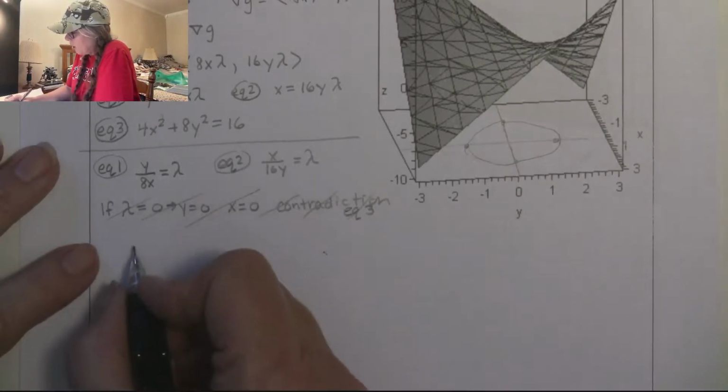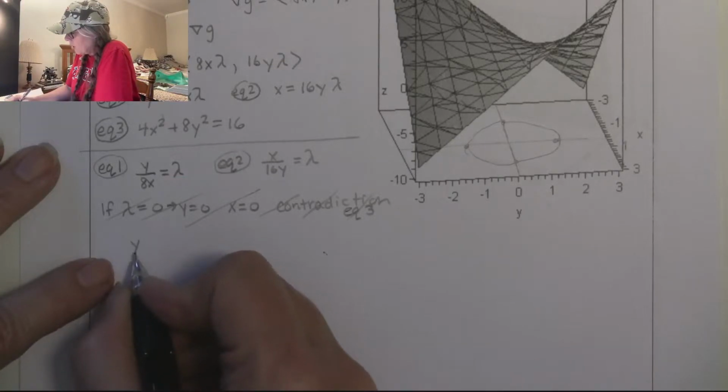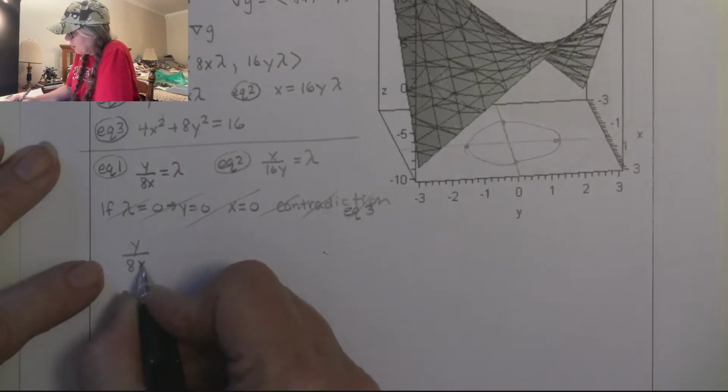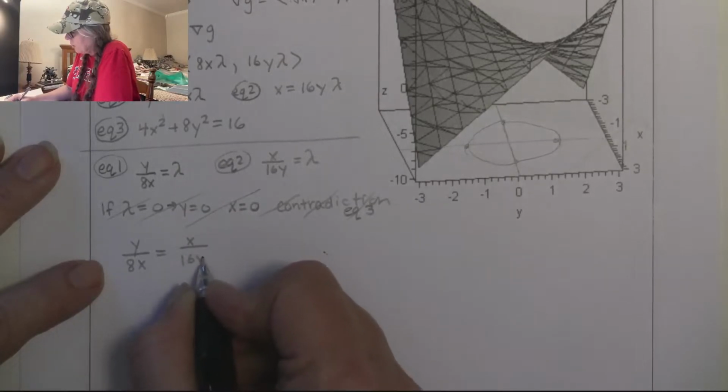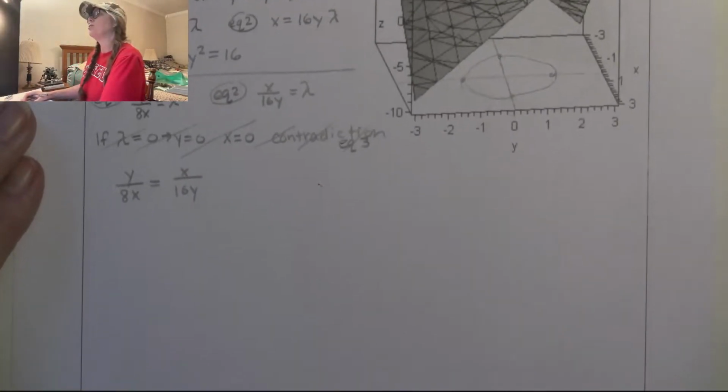And so now I'm letting them be equal to one another because they're both equal to lambda. This pencil, I just put new lead in it and it's already going up and down. I hate that. It drives me crazy. I hate mechanical pencils that way.